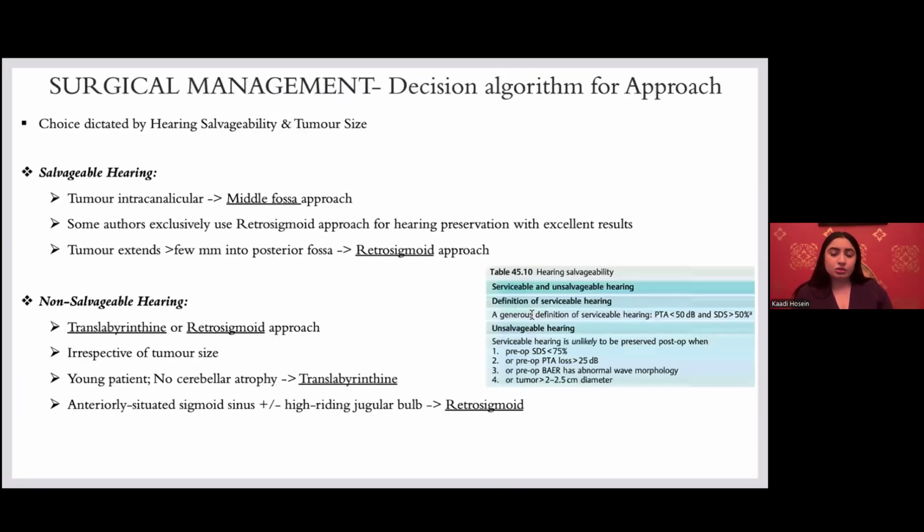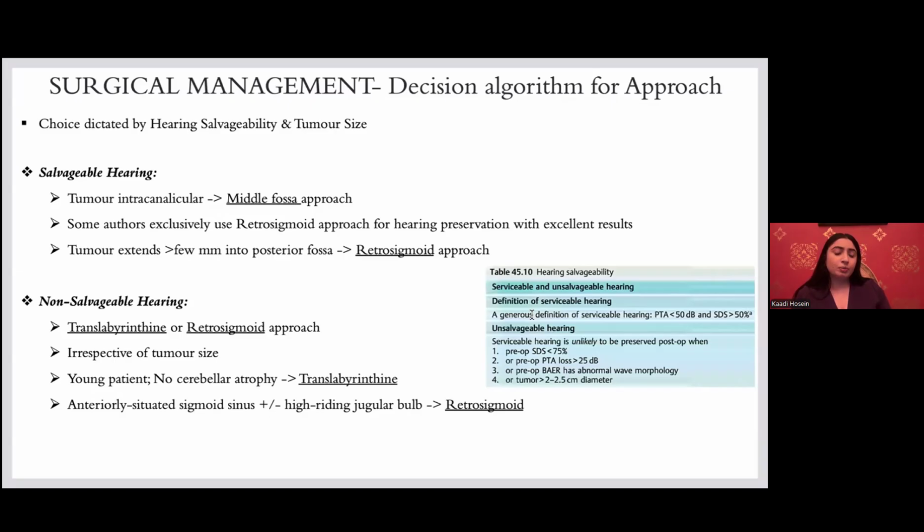The three basic surgical approaches will be touched on. For those with possibility of hearing preservation, the middle fossa approach, which gives poor access to the posterior fossa, and the retrosigmoid approach. And then we have the translabyrinthine approach in the non-hearing preserving. Now, excellent results have been reported with each of these approaches, and the choice of approach is dictated by hearing salvageability and tumor size. For salvageable hearing, if the tumor is intracanalicular with no extension beyond a few millimeters into the posterior fossa or CPA, you use the middle fossa approach.